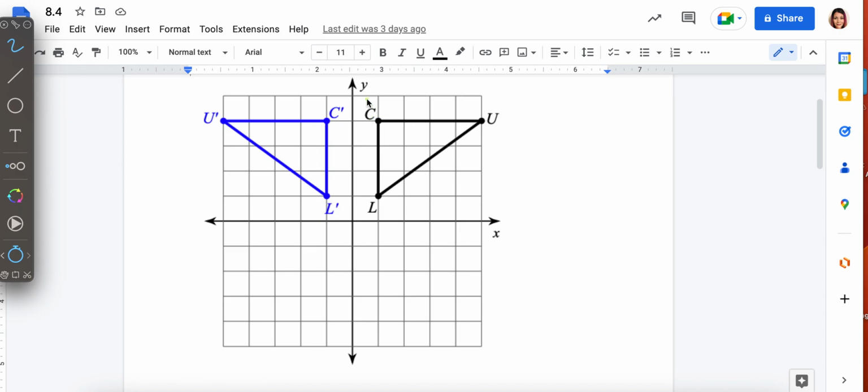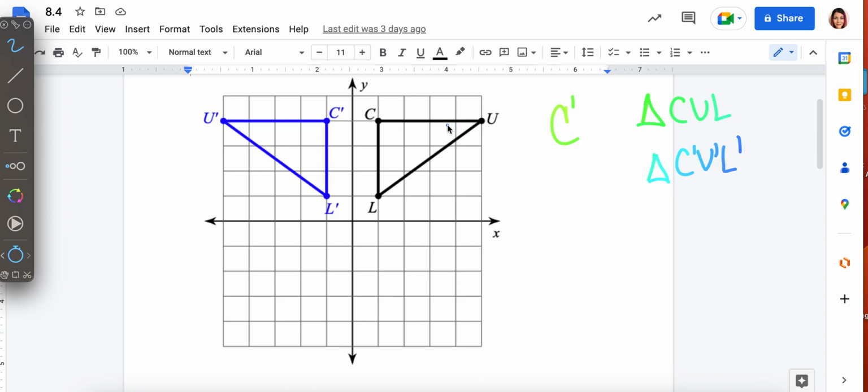We know this one right here, the black one, is our original figure, because when we write the transformed figure, we write the little apostrophes with it. So triangle, let's just say CUL, and then triangle C prime, U prime, L prime. And so that is the transformed triangle. We want to know what happened to it.